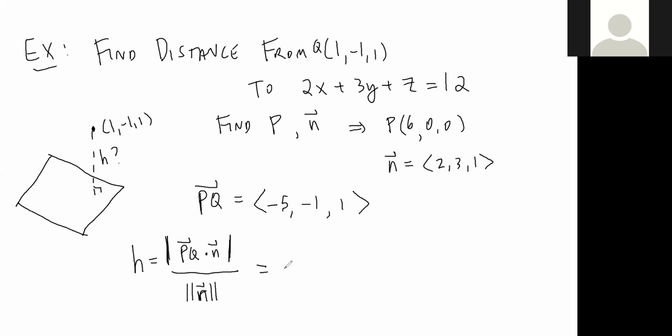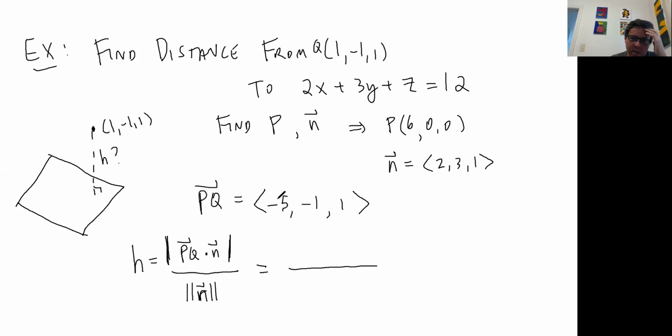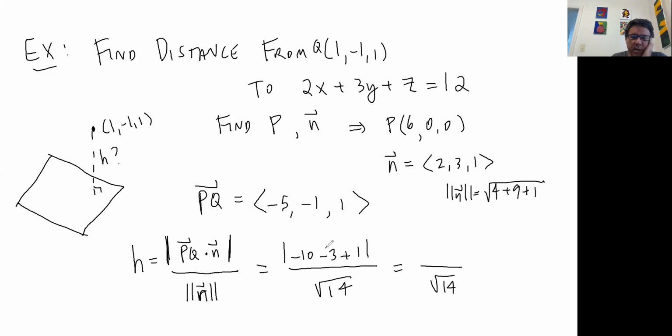All right. So let's see, what do we get here? PQ dot N. So that means I multiply the x components together and I'll get -10. Multiply the y components together and I get -3. Multiply the z components together and that'll be +1. And then the length of N. Length of N is as usual, square, square, square. So 4, 9, and 1, and then take the square root. So that'll be the square root of 14. So my distance will be -13 plus 1, so that's -12. Take the absolute value, 12. So 12 over square root of 14 is the distance away from the plane.